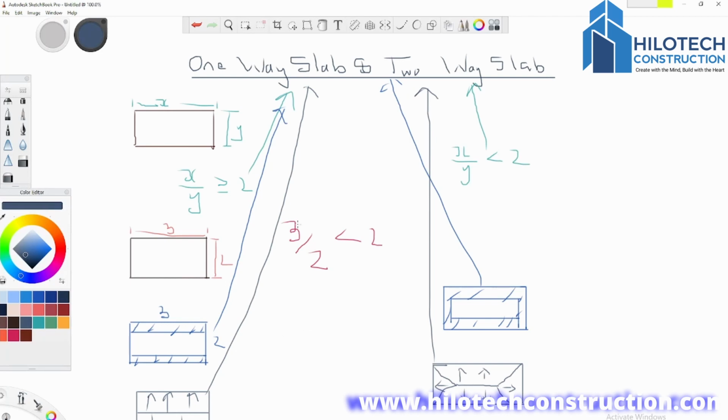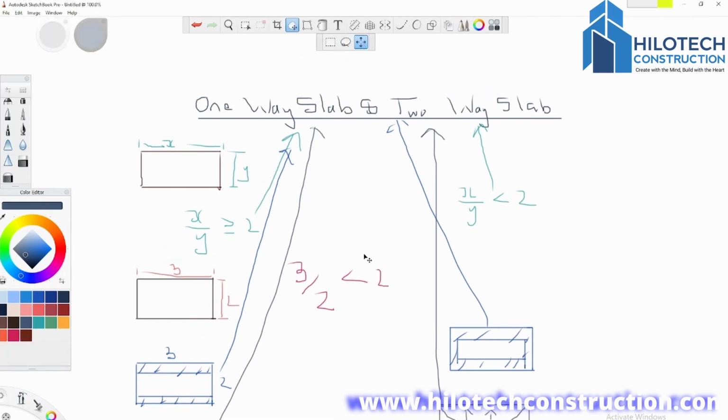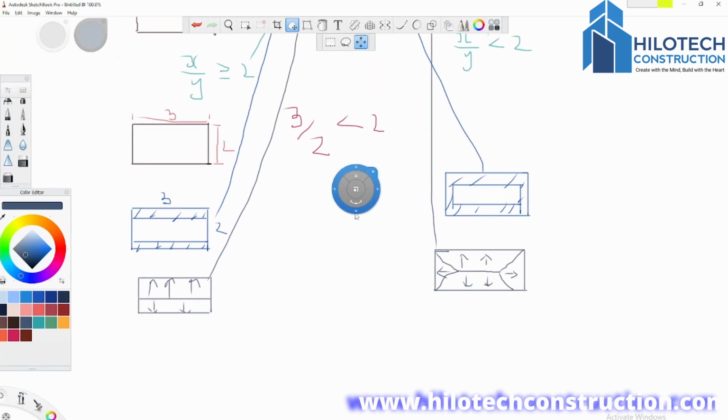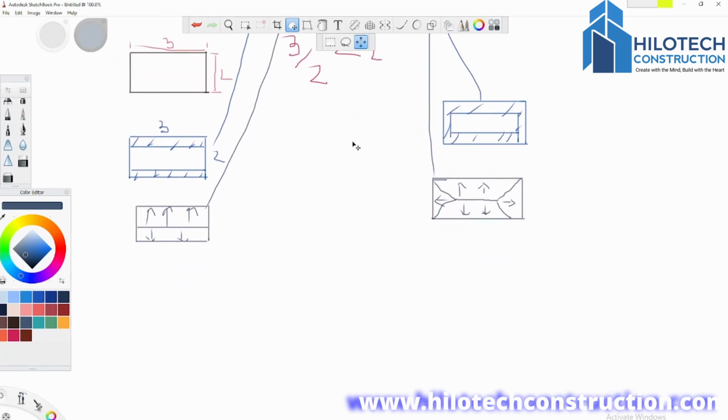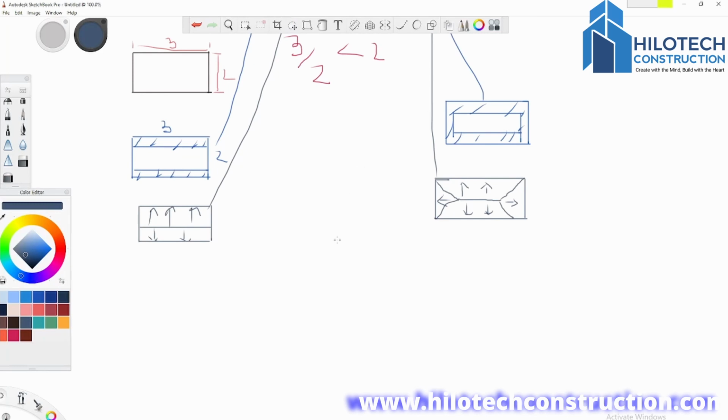Now as a bonus, there is one more type of slab which is called the flat slab. Most of these slabs are being carried by the beams. As a matter of fact, most slabs are carried by the beams. But there is one other extra type of slab, which is called a flat slab, and that slab is being carried by columns or pillars. So it's still just going to be a normal slab.